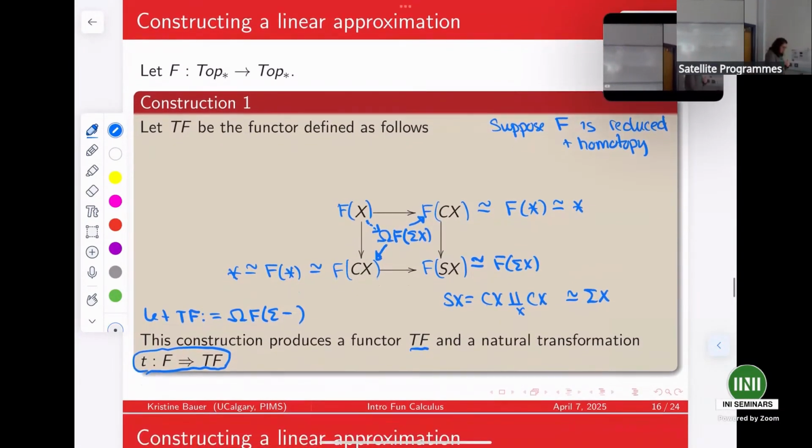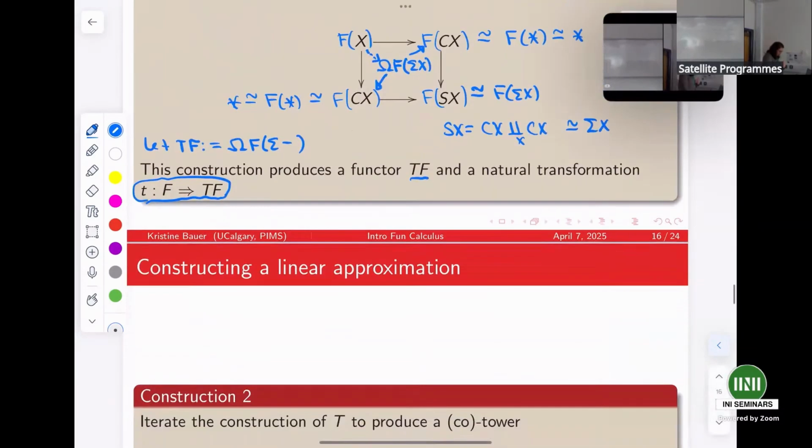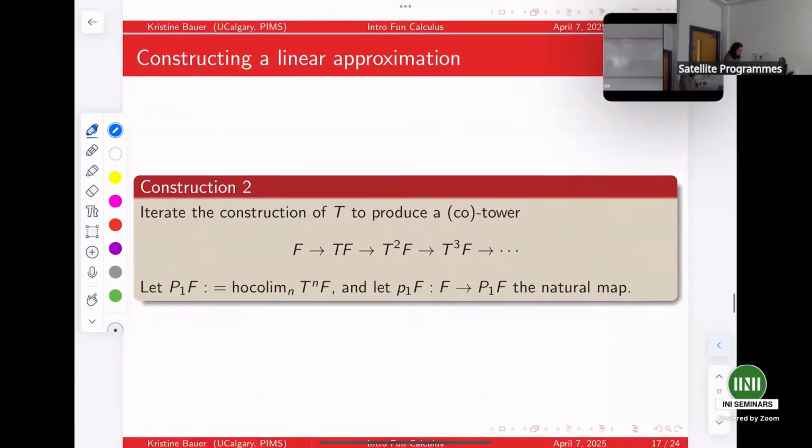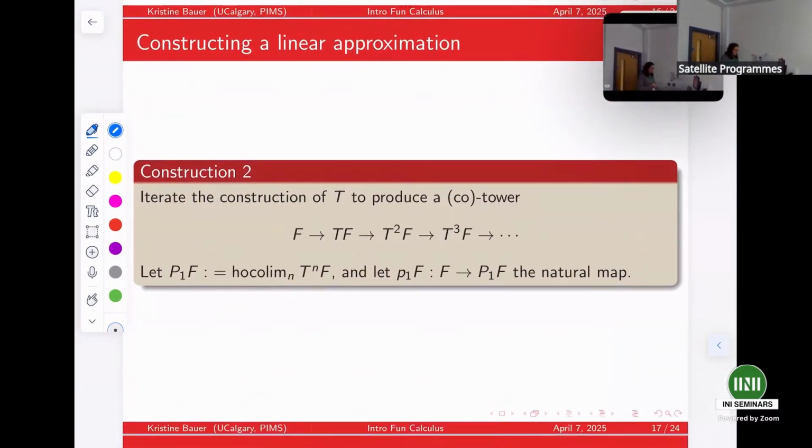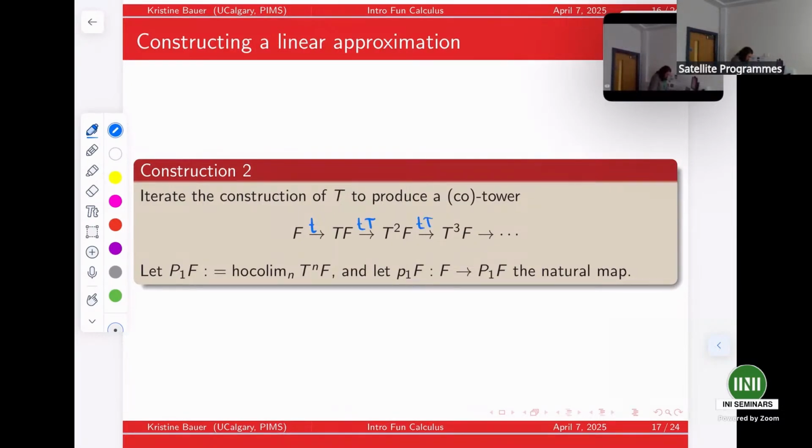So this was step 1 of constructing a linear approximation. And step 2 is to realize that I can iterate. So if I iterate the construction of T, then what I do is produce a whole tower. So this is our little t map. This is little t applied to the functor T, little t applied to the functor T squared, and so on and so forth. Okay, so now is the point where I'm going to take the homotopy colimit, do whatever you would like to replace that diagram, and take the homotopy colimit of everything, which is natural. So I'm taking a homotopy colimit of these as functors, and the resulting thing is called P1.